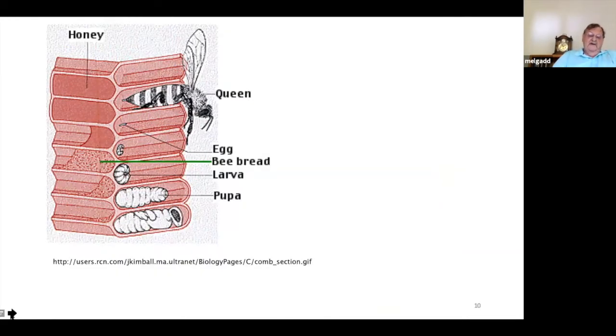Queen lays an egg. It then turns into a larva. And then that larva turns into a pupae, which then the cell is capped with wax after having some food put in it. And then the pupae will metamorphose into a bee, similar to how a caterpillar makes a cocoon and then slowly turns itself into a butterfly.